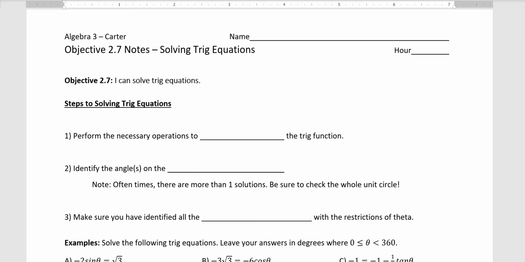Hello, and welcome to our Objective 2.7 notes on solving trig equations. This objective is very straightforward: I can solve trig equations. So I want to go over the steps to solving trig equations, and then we'll do some together.